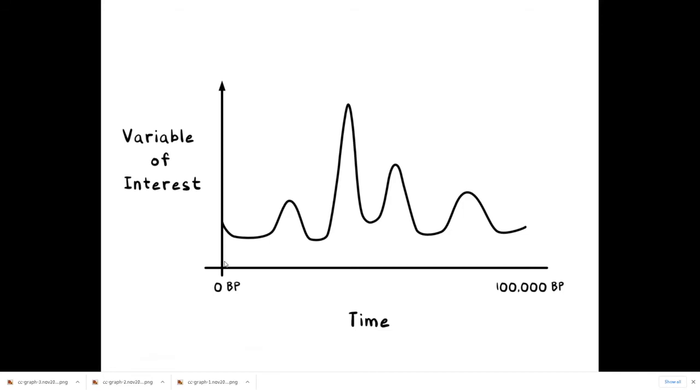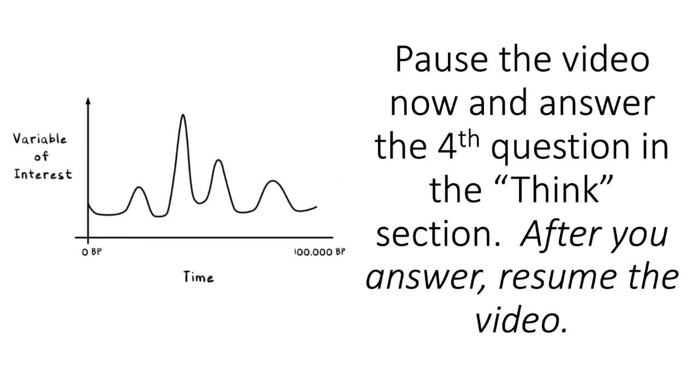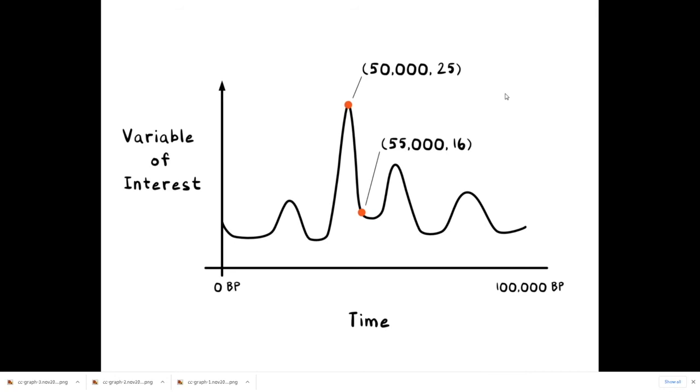To examine the fastest rate of change in the Vostok dataset, you'll need to identify the area of the graph with the steepest slope. On this example dataset, where do you think that is? Pause the video and click on Think on the right side of the screen to answer that question. I think it's here, between 50,000 and 55,000 years BP.